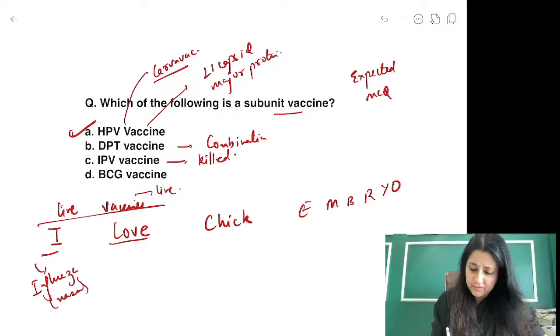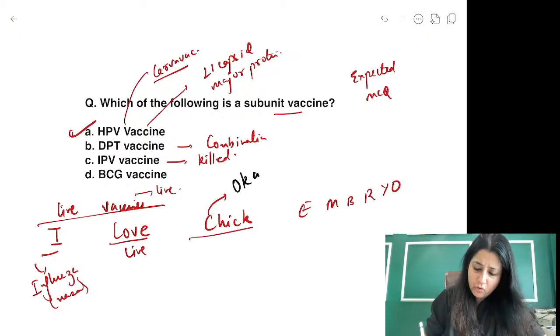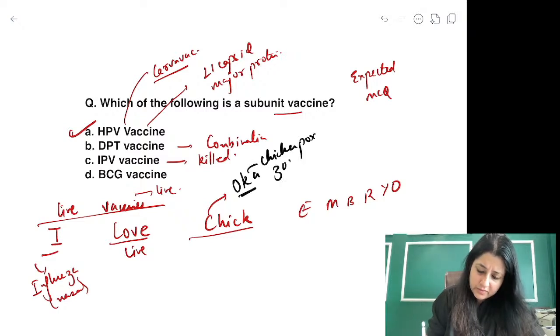N over here stands for live. Chicken pox. So for chicken pox you can have OKA. This is what? Chicken pox. Or you could also say the zoster vaccine.